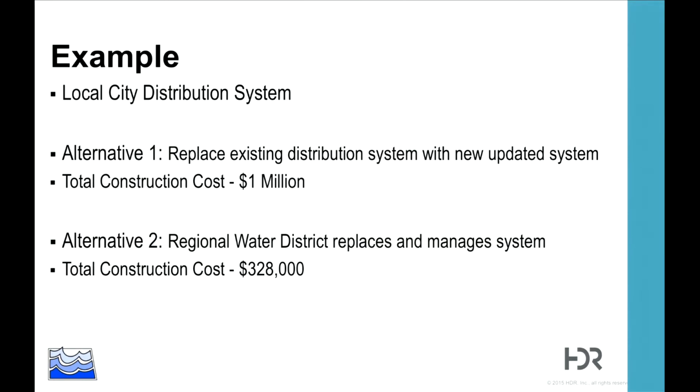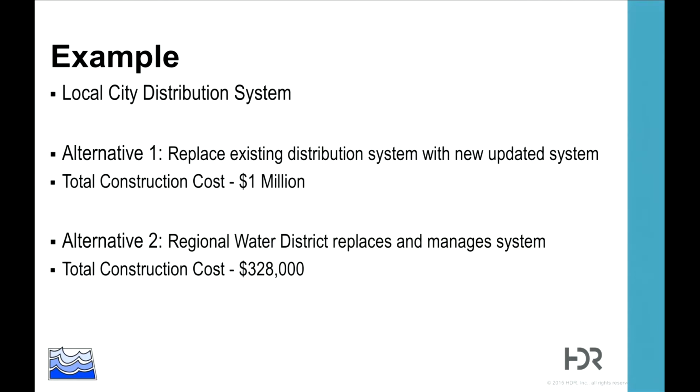The first alternative is to replace their existing distribution system with a new updated system. They would manage the system themselves, because they don't have much experience with managing their distribution system. They would have to hire a consultant to help with that, like an owner's operator, and the cost to construct this system is about $1 million.